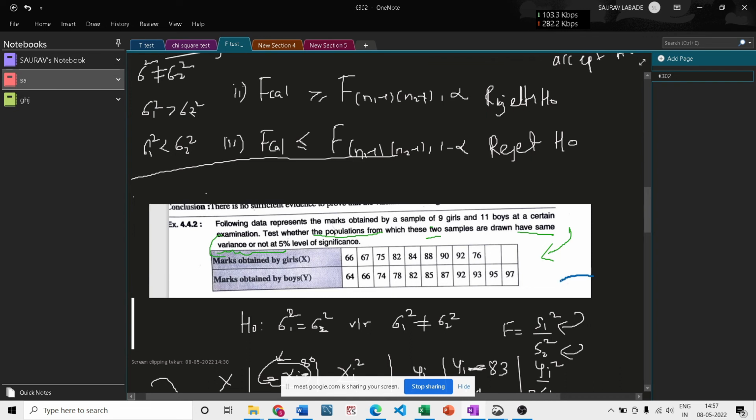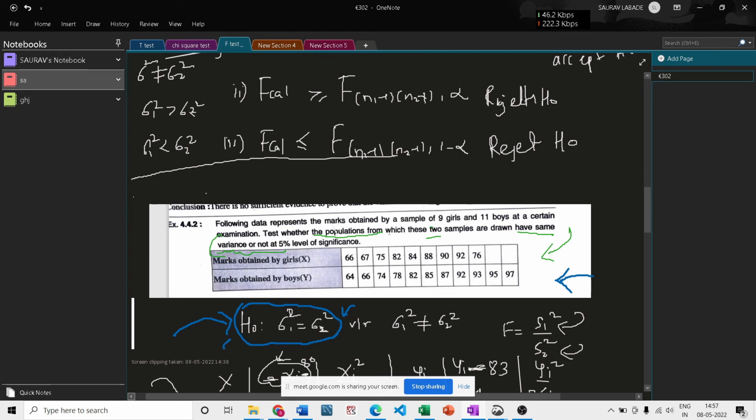What is the conclusion? Accepting the null hypothesis H0 means what? Sigma 1 square equals sigma 2 square, right? Accepting this null hypothesis, H0, sigma 1 square equals sigma 2 square, that means this condition is true. This condition being true means what?